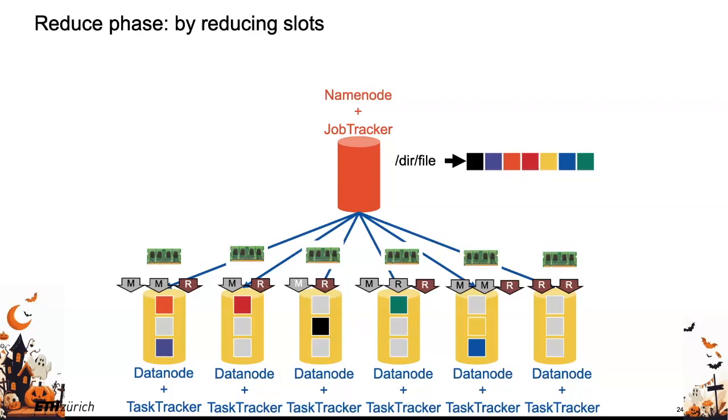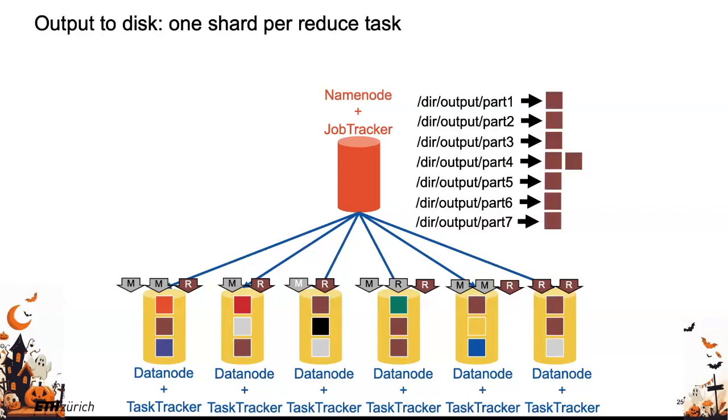Okay. So now we are reducing. The map slots become idle, and the reduce slots are going to start processing the key values. And at the end, for every reduce task, every group of intermediate key values that we call, we are going to output files.